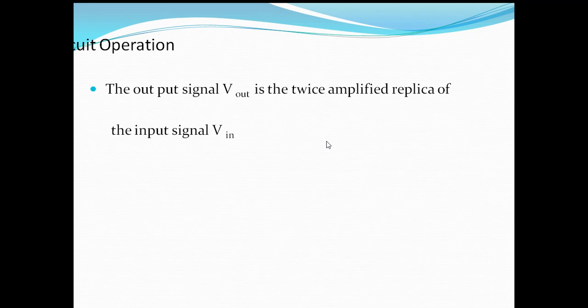The output signal Vout is the twice amplified replica of the input signal Vin. Vin is the input, so at Q1 the stage 1 amplifier amplifies it by the gain of the first stage. Again, this amplified version of the first stage is given to the second stage. Therefore, in the second stage, amplification is done again. Therefore, a two times amplified version of the input signal appears across the output of the second stage.